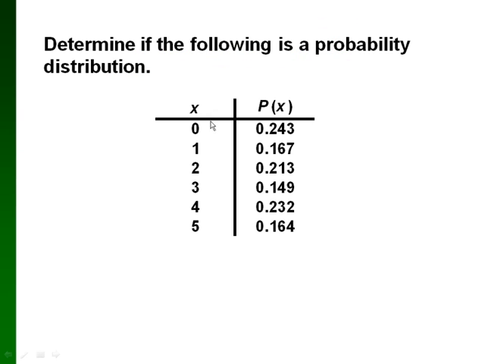So here's an example. We have a table here with values for x and probabilities, and we want to know if this is a valid probability distribution. Well, we can look at each probability individually and see that each one of these is between 0 and 1. There are no negative values and there are no values that are larger than 1. So that requirement is satisfied. The next step would be to add up all the probabilities in that column and see if they add up to 1. Well, if we add all those values up, we actually end up with 1.168. That means that this is not a valid probability distribution.